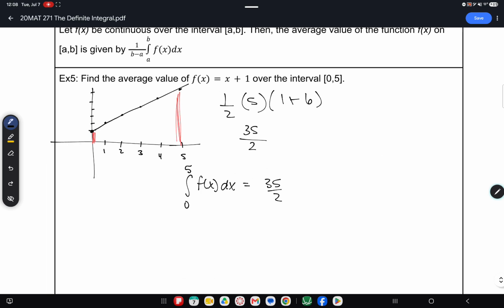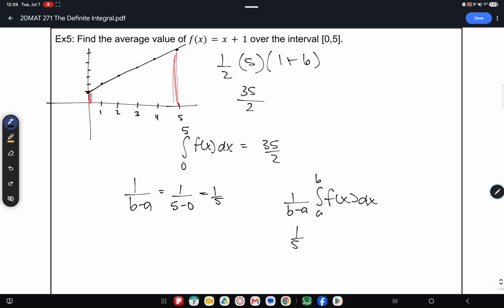So now we just need the average value piece, which is that 1 over b minus a. So 1 over b minus a is 1 over 5 minus 0, which is 1/5. And then we multiply the two together. So 1 over b minus a times the integral from a to b for our function is 1/5 times the 35 over 2. And 35 over 5 is 7. So 7 over 2. That would be our average value.